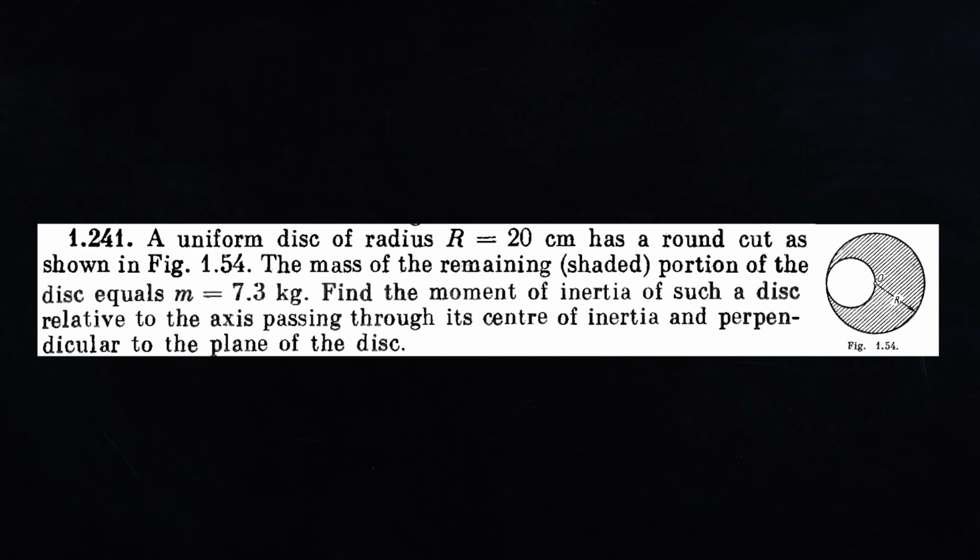Irodov problem number 1.241. A uniform disk of radius r has a round cut as shown in the figure. The mass of the remaining shaded portion of the disk equals m. Find the moment of inertia of such a disk relative to the axis passing through its center of inertia and perpendicular to the plane of the disk.